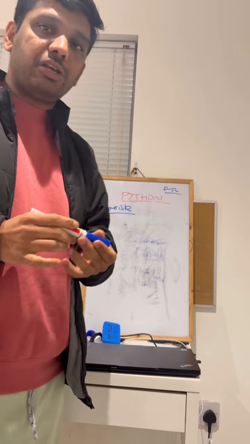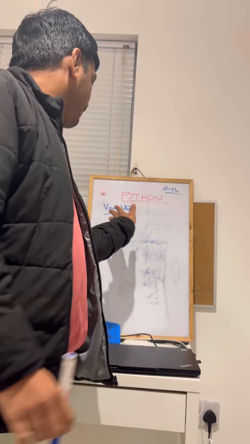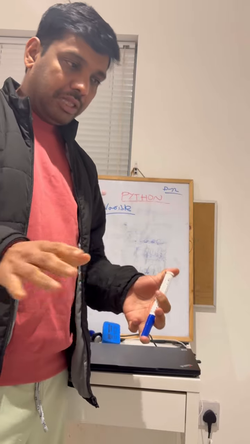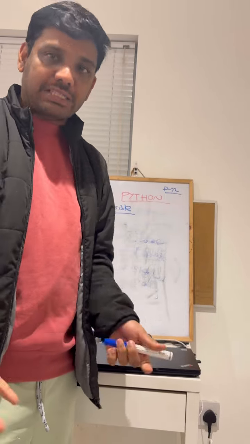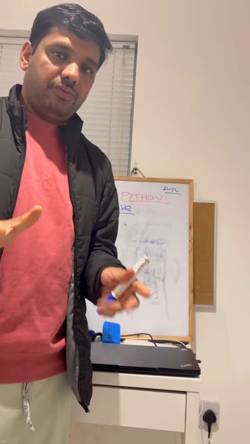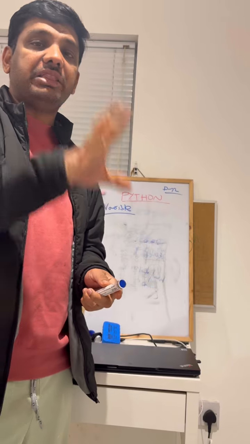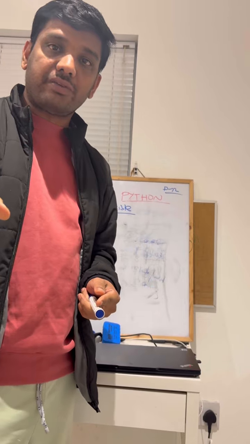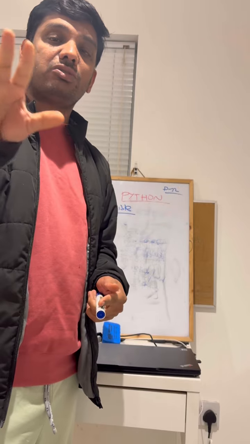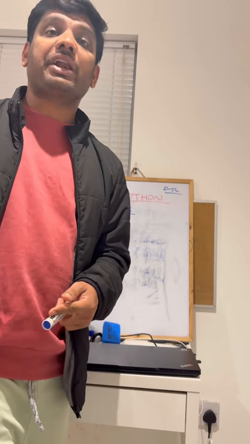You know, the programmers will have some idea what a variable is. But in today's class, I will clearly explain what a variable is. A variable is a data storage location. A variable is a data storage location in the RAM.